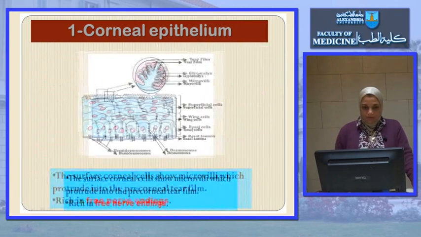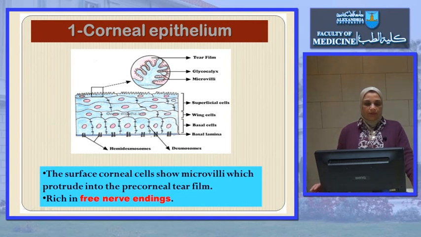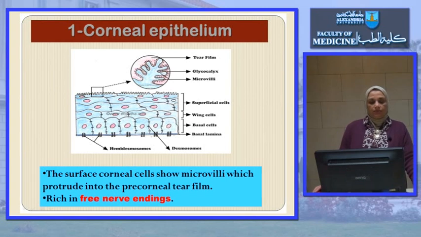What about the apical layer? Here we can see the cells, the stratified squamous epithelium, non-keratinized stratified squamous epithelium, with the straight basement membrane. Looking at the basal layer, as we said, the basal layer has high mitotic activity. What about the superficial layer?